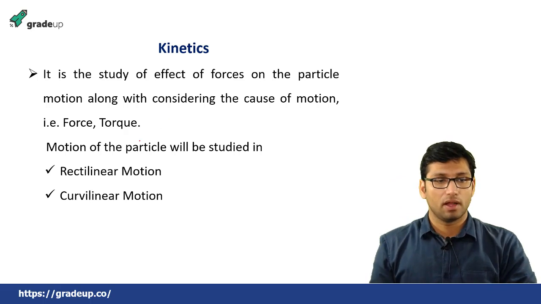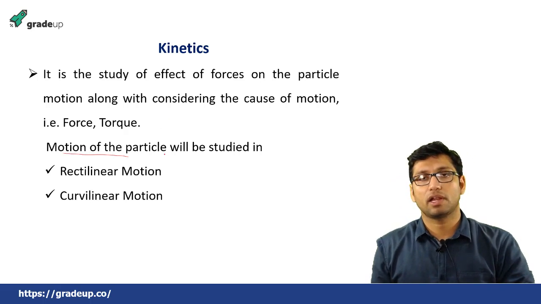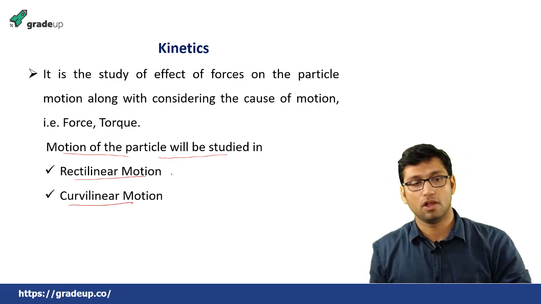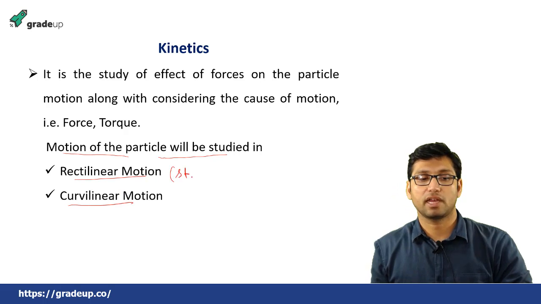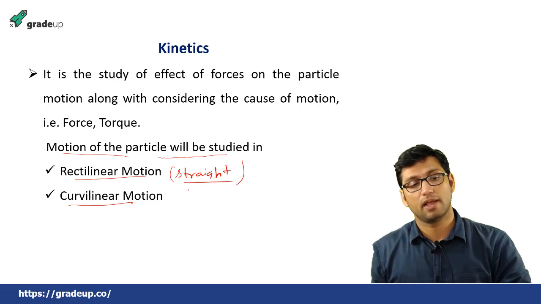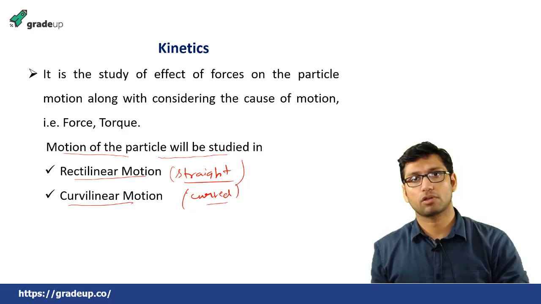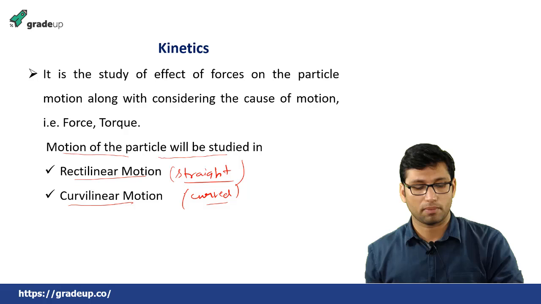Now, as we studied in the previous video lecture, the motion of a particle is studied as either rectilinear motion or curvilinear motion. Motion along a straight path is called rectilinear motion, and if the particle is moving along a curved path, then it is called curvilinear motion. We have already studied this in the previous video lecture, so today we are not going to discuss it.